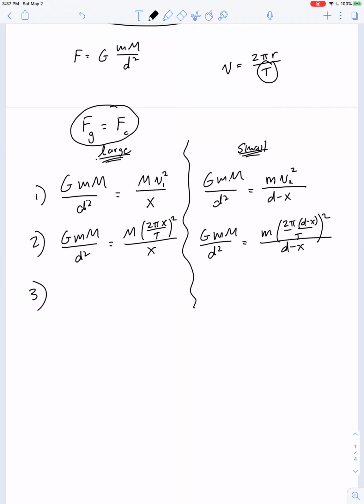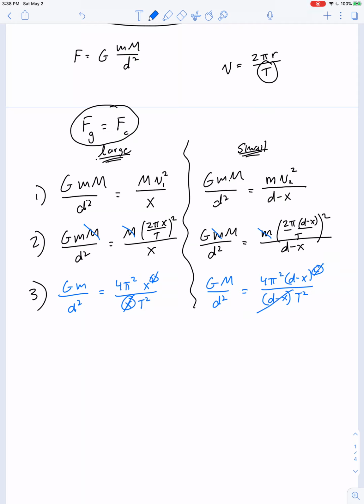So in step 3, we find in both columns that the mass cancels out, and we can also cancel out, well, let's write this out a little more clearly. G times little m over d squared is equal to 4 pi squared x squared over x T squared. So now I can cancel out one of these x's, or I can say G times capital M over d squared is equal to 4 pi squared (d minus x) quantity squared over (d minus x) T squared, and I can cancel out one of the d minus x.